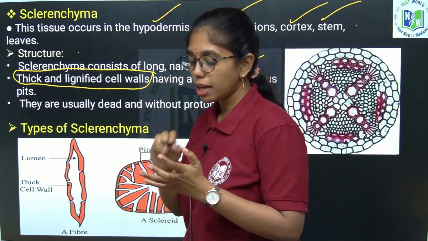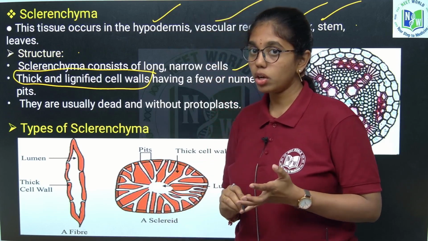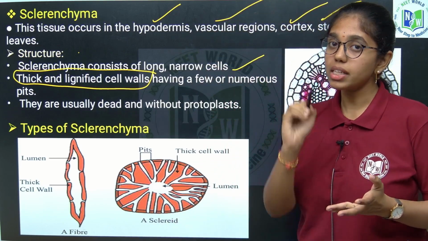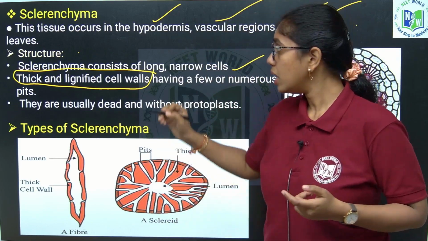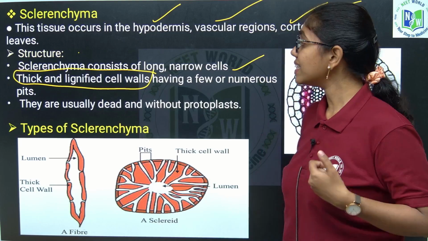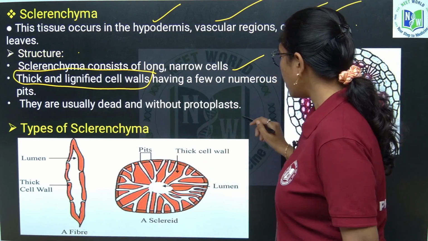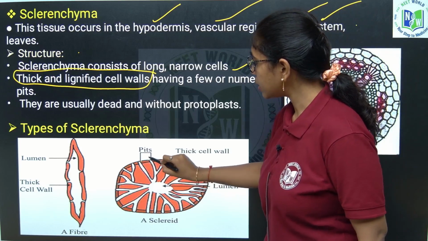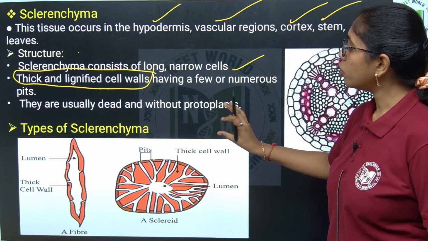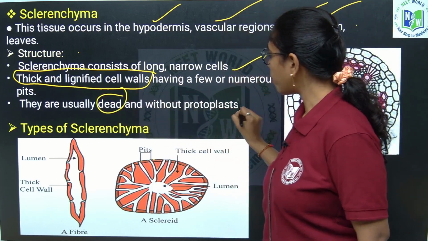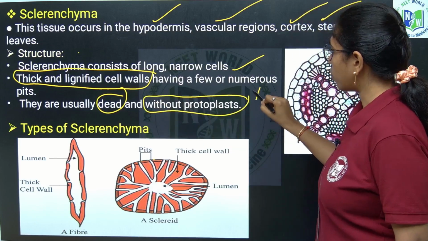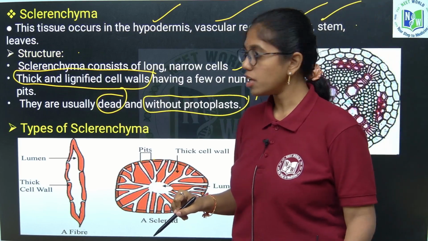If you look into the cell wall of parenchyma, it is only cellulose. Cell wall of collenchyma: cellulose, hemicellulose, pectin. Cell wall of sclerenchyma is lignified. It has few to numerous pits. They are usually dead without protoplast, that is, no cytoplasm and nucleus.